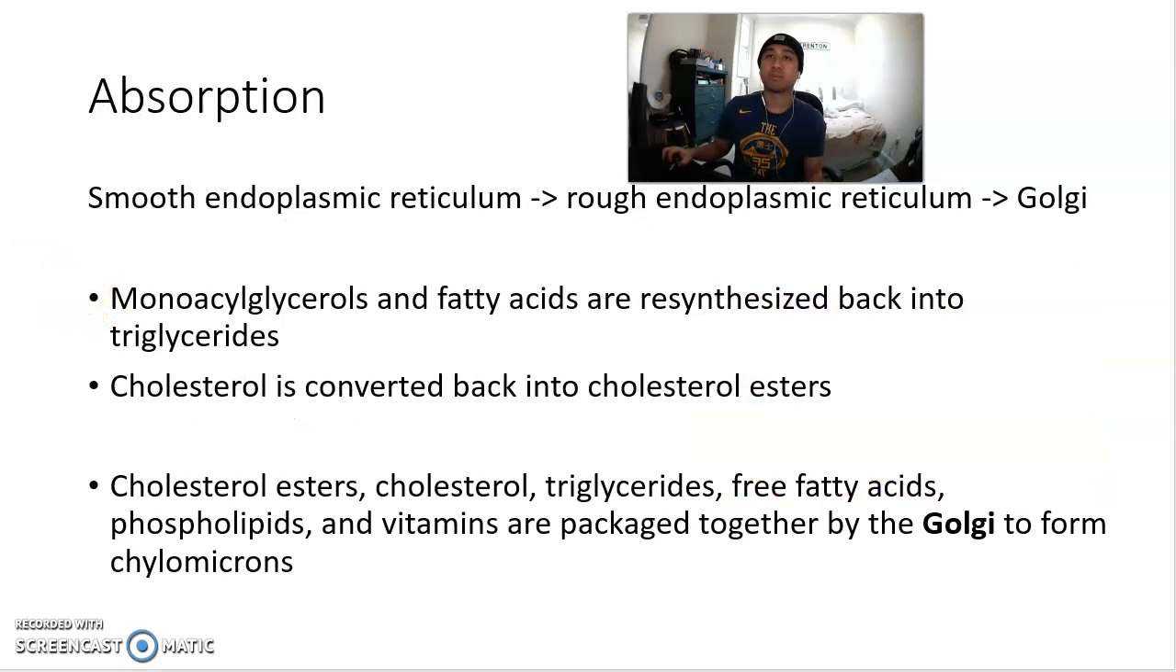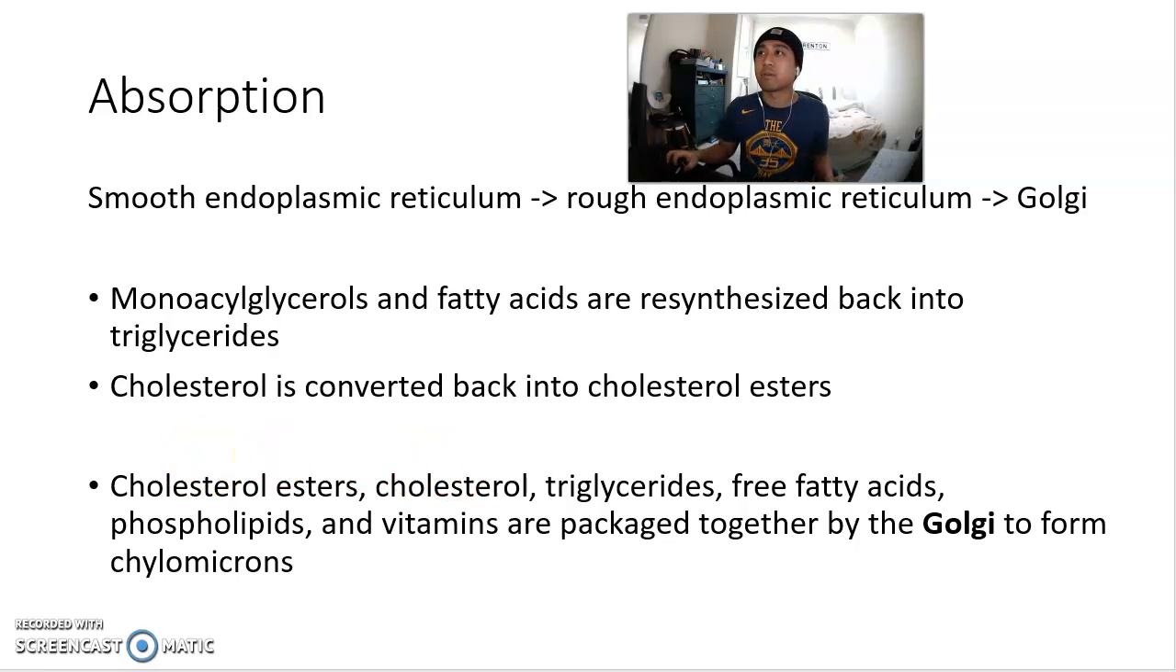So when we need to absorb all of this breakdown product, we need to package all of it through this pathway: the smooth endoplasmic reticulum, the rough endoplasmic reticulum, and finally the Golgi, where it's packaged. Interestingly enough, the mechanism here is we're going to recombine the monoacylglycerols and fatty acids. They're going to go back into triglycerides. The cholesterol is going to go back into cholesterol esters. These are all going to be packaged up by the Golgi, including those free fatty acids and the phospholipids and the vitamins, to form chylomicrons.